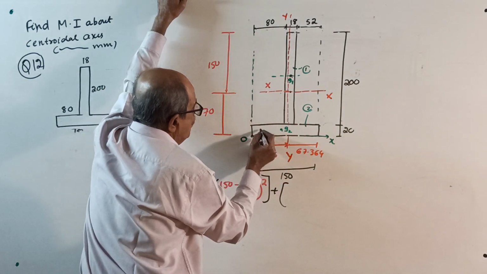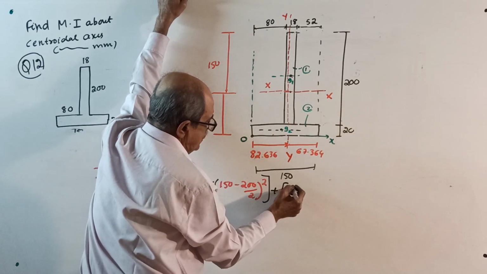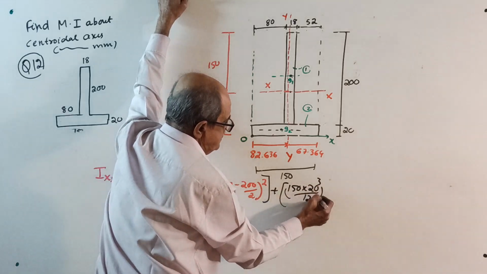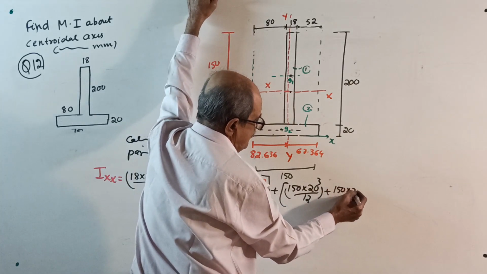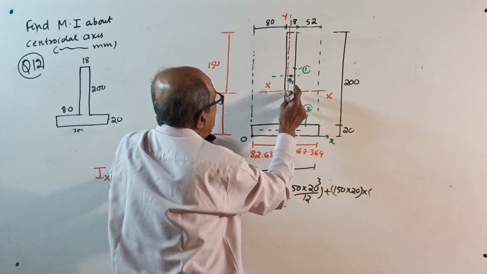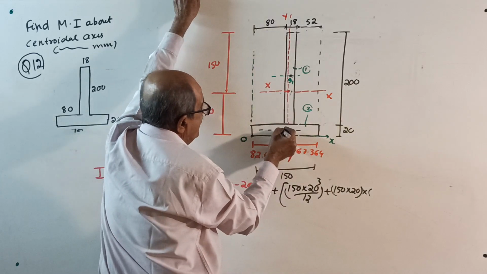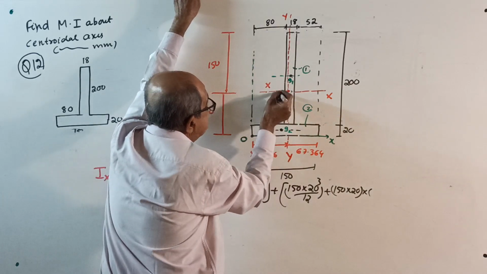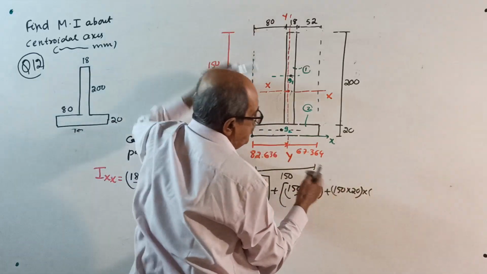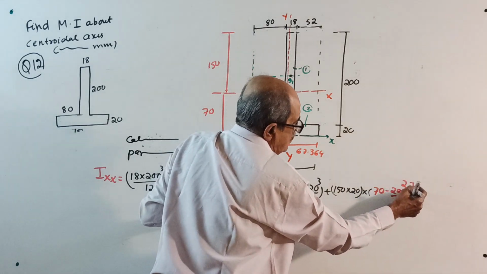For this one, I about its own centroid axis, parallel to XX: 150 into 20 cube by 12 is IG, plus 150 into 20 is the area, into the distance from centroid. See, the centroid is here. From the centroid of this component to the XX axis, that distance squared is 70 minus half of 20, 70 minus 20 by 2, whole square. Okay, calculate the answer.